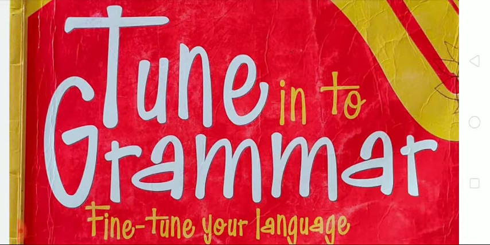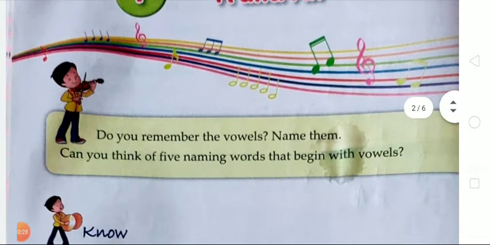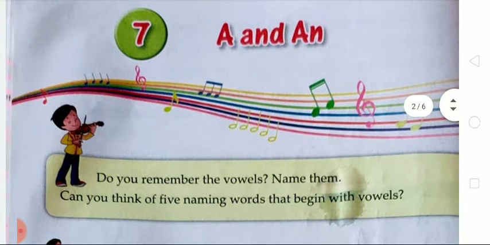Dear students, in today's video I am going to explain chapter number 7 in your Tune Into Grammar book. So first of all, take out your Tune Into Grammar book and open chapter number 7. In grammar we have already completed chapter number 6. Now today we are going to start chapter number 7, and in this chapter we are going to learn about the uses of a or an.